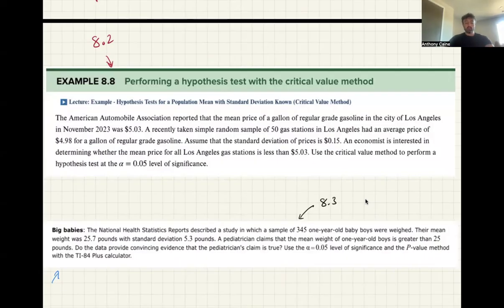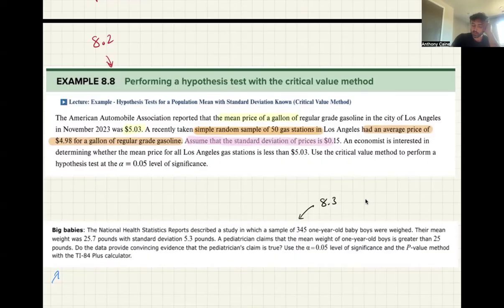So what's going on? AAA, the American Automobile Association, reported the mean gas price for a gallon of regular gasoline in the city of Los Angeles in November of 2023 was this. So, okay, we have an old mean price for a gallon of gas, right? A recently taken simple random sample, okay, a simple random sample of 50 gas stations in Los Angeles. So now we're going to go out and collect some data. Okay, the sample had an average of 4.98 per gallon.